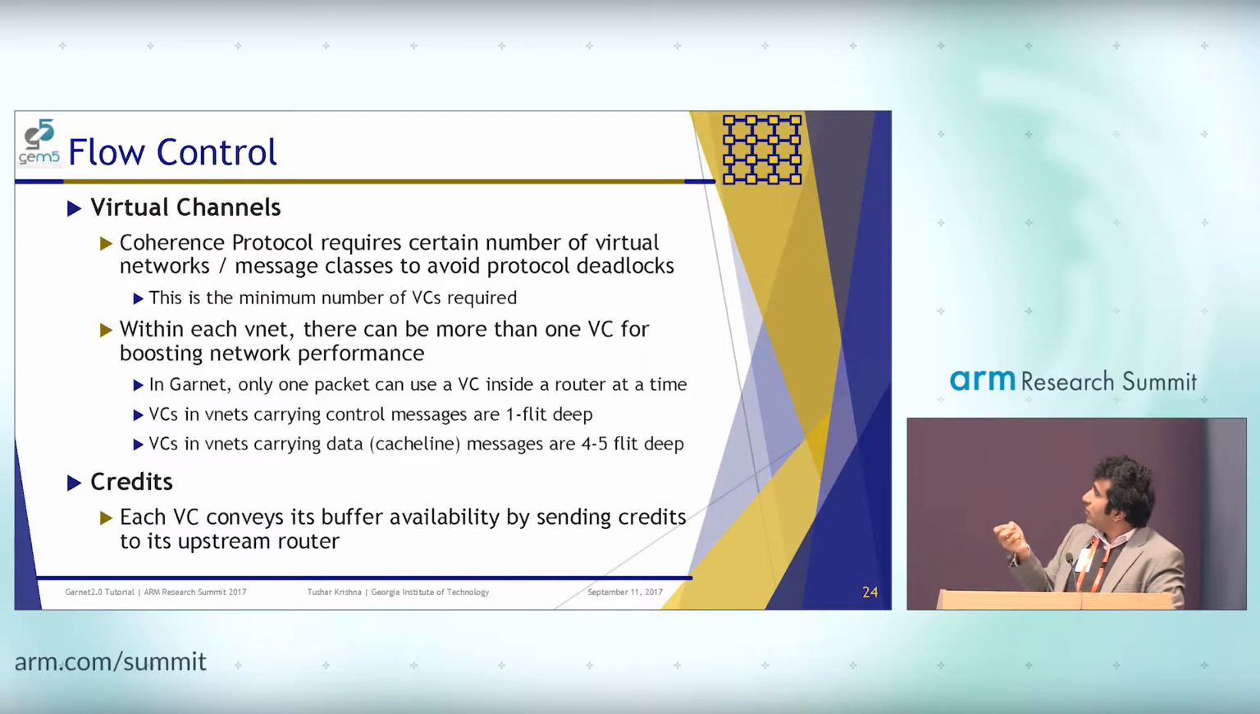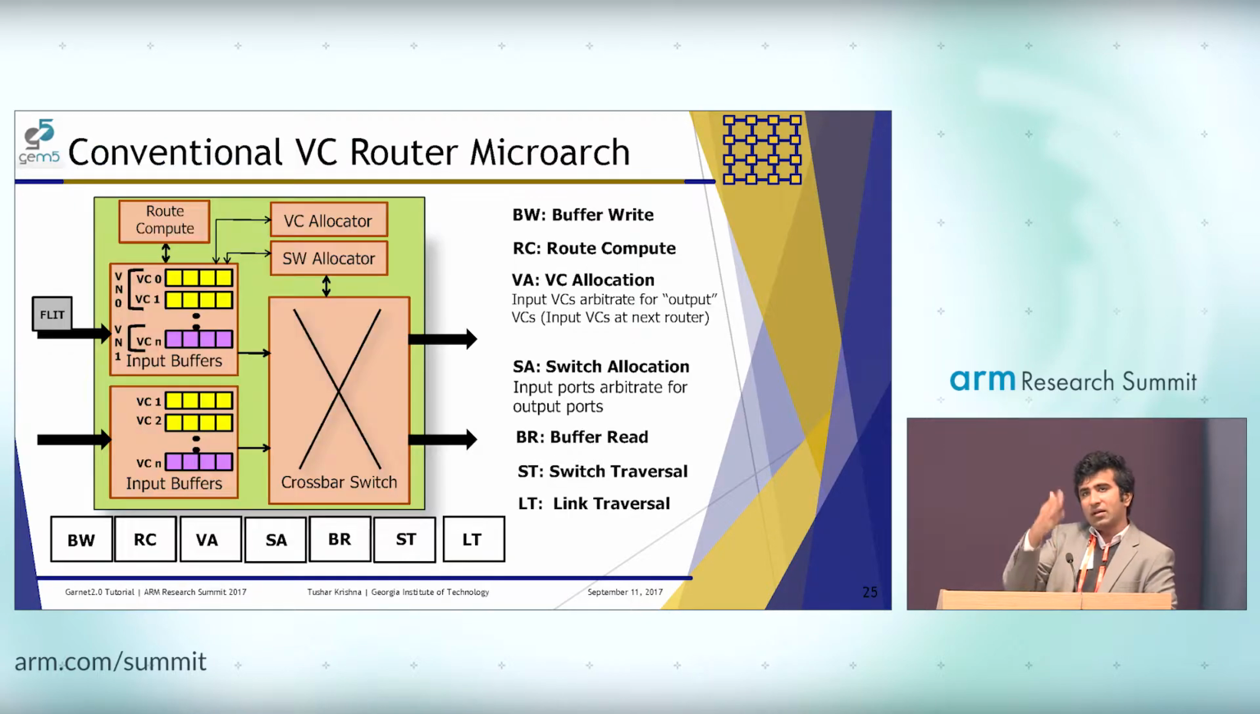In Garnet, only one packet can use a VC at a time, and you have VCs that are shallower and deeper. So if you're sending, let's say, just coherence control messages, let's say ACKs or just requests, you typically use just a flit to send them. They are shallower. And if you're actually sending cache lines, you can size them to be deeper. So you actually have the ability to size them separately based on your traffic type. And then you have credits between the VCs. This specifies whether or not a buffer is available. So if a buffer is available, I can go. Otherwise, I have to stall. So things like credit signaling make it very cycle accurate, because you know exactly the congestion situation every cycle.